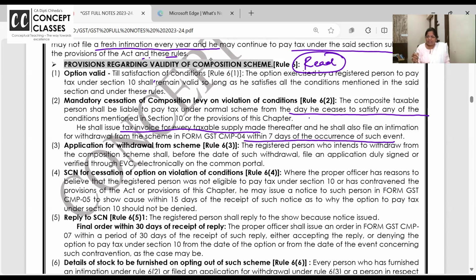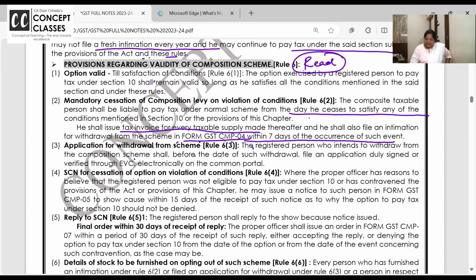Now look at the language. What is the occurrence of event? You came out of composition. So within 7 days, inform in this form number if you can learn. GST CMP, looking at it, composition sometimes comes in handy in MCQs. If not, it's okay. Application of withdrawal.